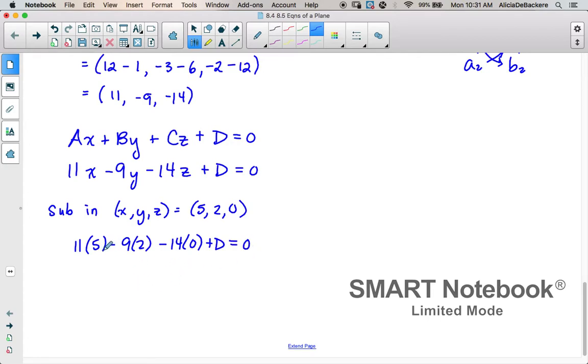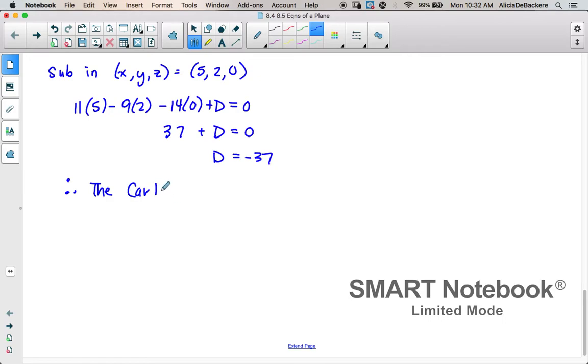And so here I get 55 minus 18, so that gives me 37 plus 0 plus d. And so I see that d is equal to negative 37. And remember, there are multiple answers here, so your answer might not always match the textbook. You can always email me if you wanted to double check.